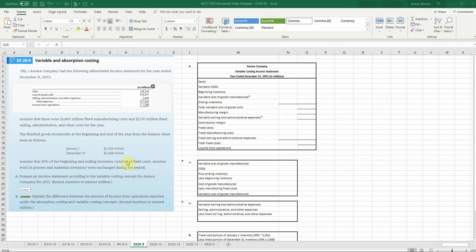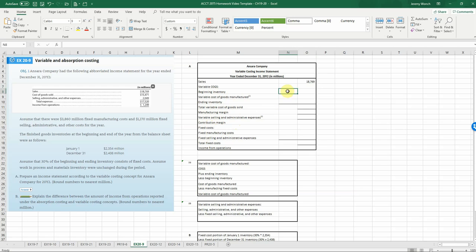So in 20-9, we have a company. They gave us an abbreviated income statement under the absorption way, and we need to turn it into a variable costing income statement. All right, so we'll start with our sales of 18,769. And then we'll work through to calculate. We're not going to calculate cost of goods sold because that's an absorption costing thing. We're actually going to calculate our contribution margin. So in the top portion, we're only going to focus on our variable cost.